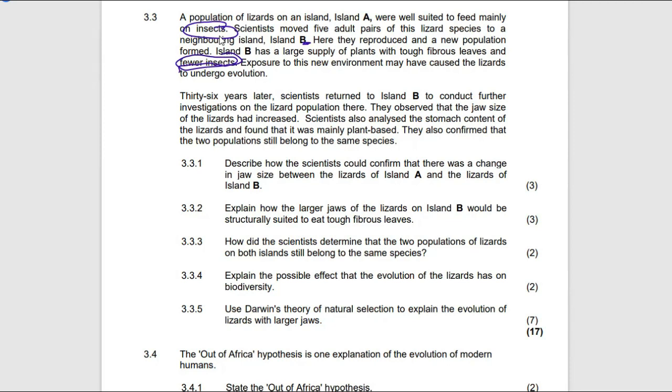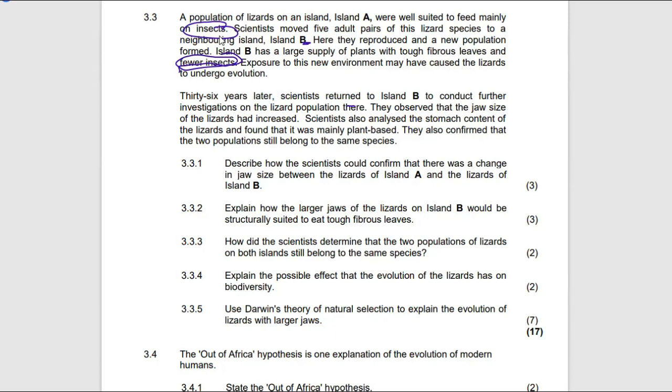Okay, 63 years later, scientists returned to island B to conduct a further investigation on the lizard population there. They observed that the jaw size of the lizards had increased, and scientists also analyzed the stomach content of the lizards and found that it was mainly plant-based. They confirmed that the two populations still belong to the same species.